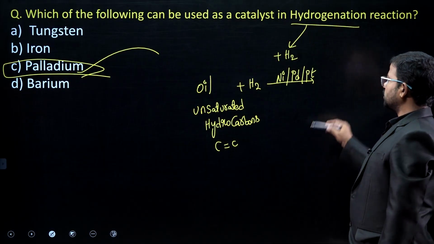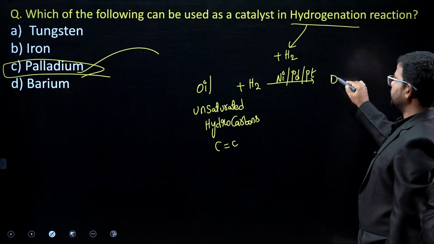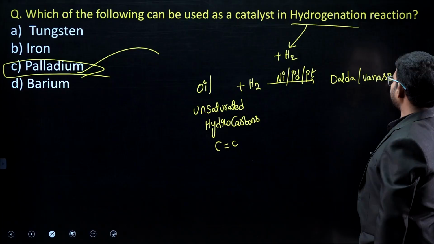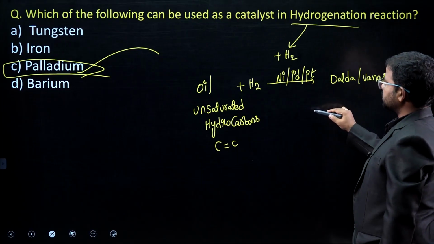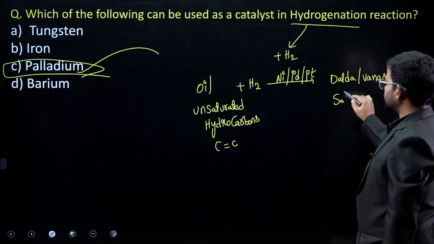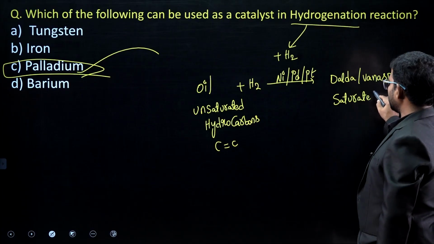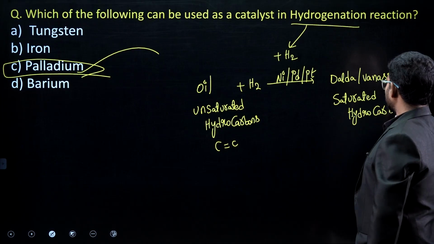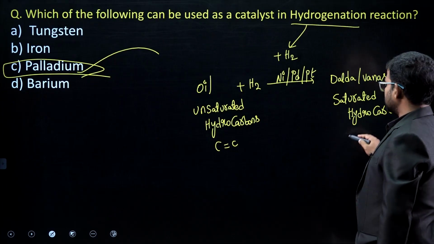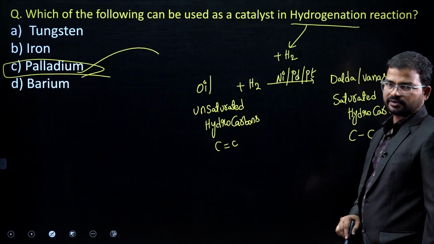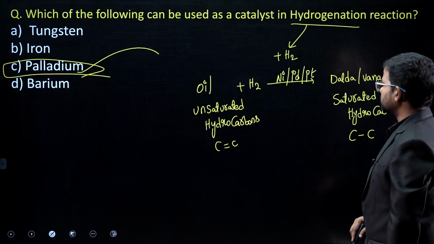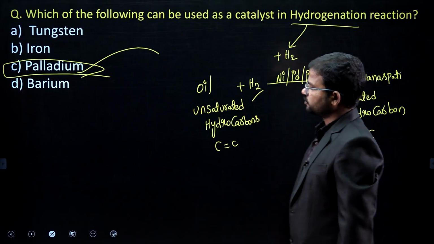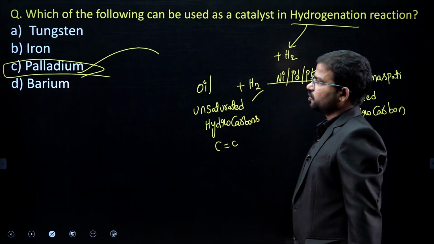So oil here can be converted into fat, nothing but dalda or vanaspati. Unsaturated hydrocarbons are converted into saturated hydrocarbons. C double bond C derivatives are converted into C single bond C derivatives. When is this type of phenomenon possible? By the addition of hydrogen only. This is called hydrogenation. So here the correct one is option C only.